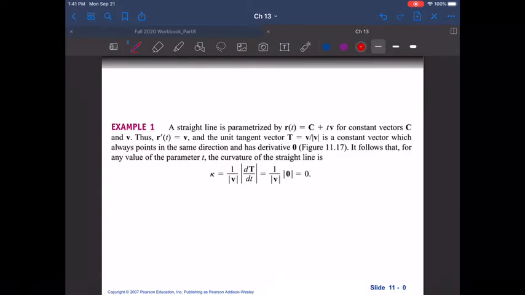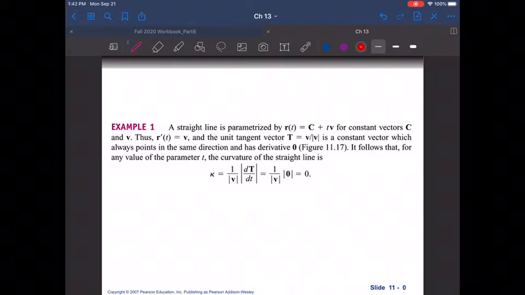All right, and then here we have a straight line that's parameterized by r(t) equals c plus tv, so that's just a regular line, for constant vectors c and v. Thus, r'(t) equals v, and the unit tangent vector T is v over the magnitude of v. So it's a constant vector, which always points in the same direction, because we're on a straight line, so the same tangent vectors are always there. And it has a zero derivative because it's a constant vector. There's no changing as we move along it.